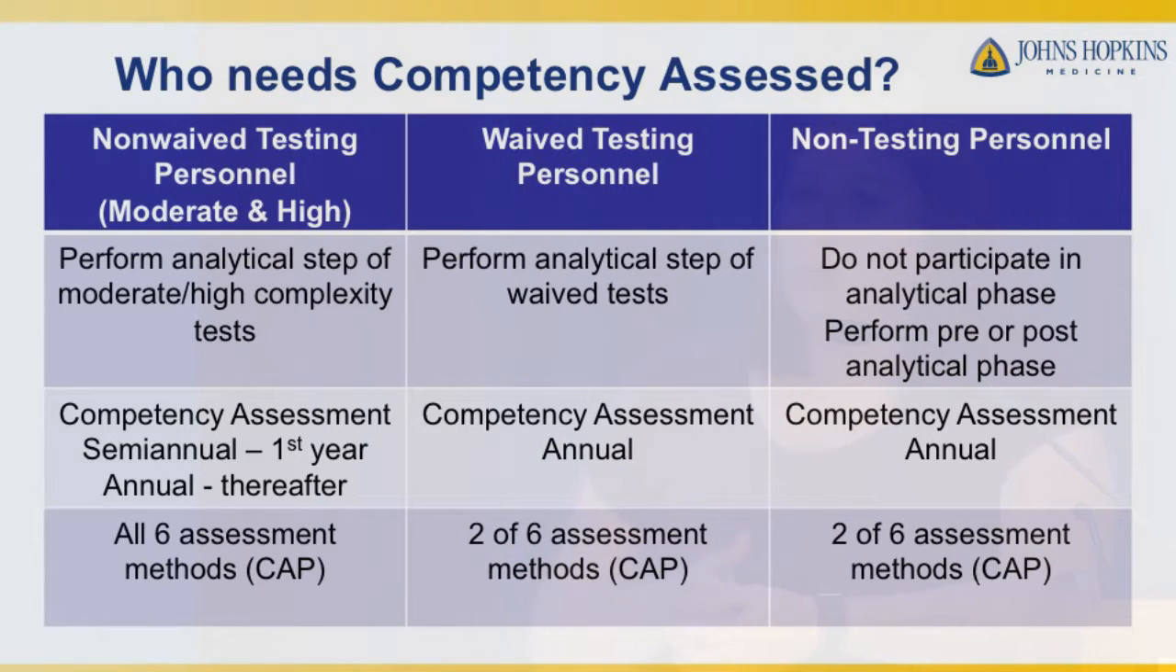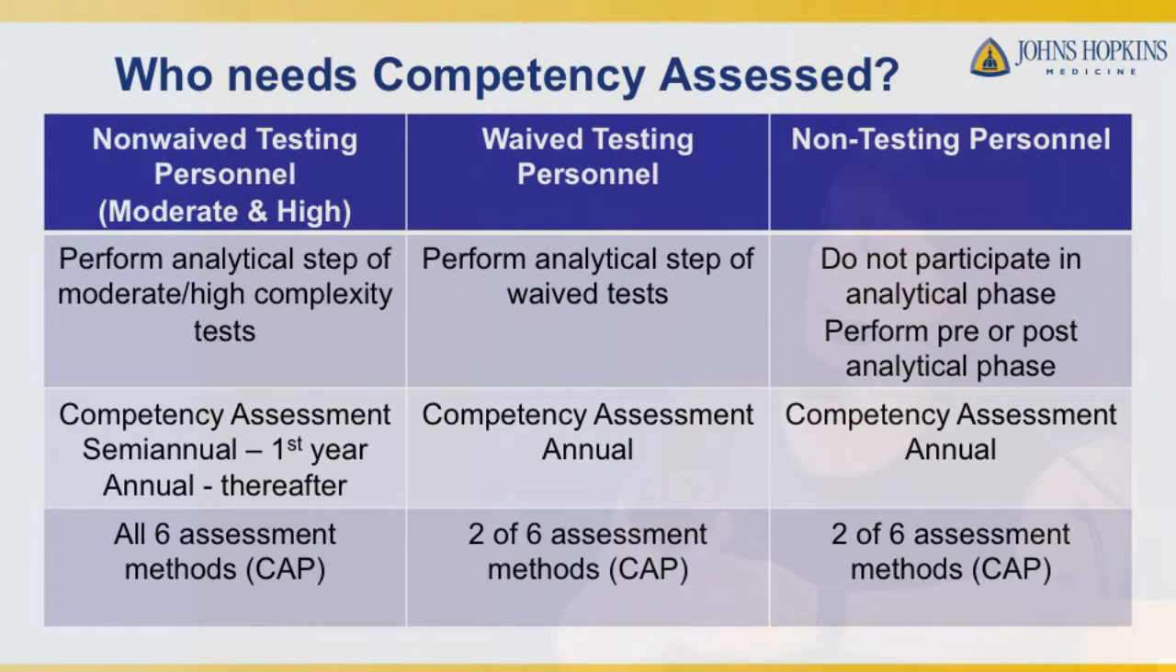So in our laboratory, most everybody is a high complexity individual. But we do have 1 or 2 people that fall into that non-testing personnel category. They're pretty much just signing in blood products and sampling for our bacterial detection, so they're doing mostly that pre-analytical step. If you have anybody in your laboratory that's not actually doing any testing, you only have to pick 2 of the assessment methods, and you can pick whichever 2 you want, whichever ones are easiest for you. So you can just keep that in mind.